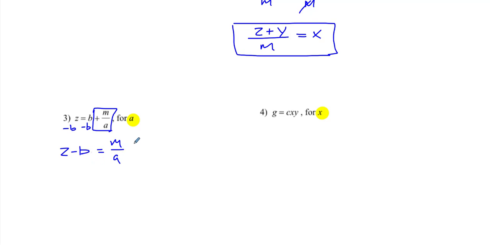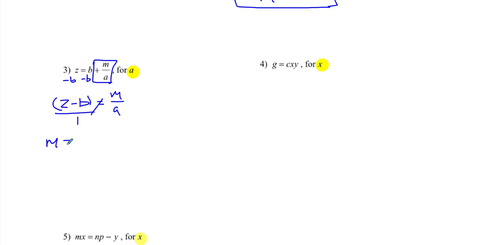So now that I have my variable term by itself on one side, yes, I still do have 3 terms, but what I can do is I can actually group this, okay, and I want to get this variable A out of the denominator, and I do that by doing good old-fashioned cross multiply. Okay, so I need this z minus b to be as a fraction, so over 1. So I got this m times 1, which is m. And then I have a times z minus b. Let's leave it as a group because this z minus b is going to be a factor.